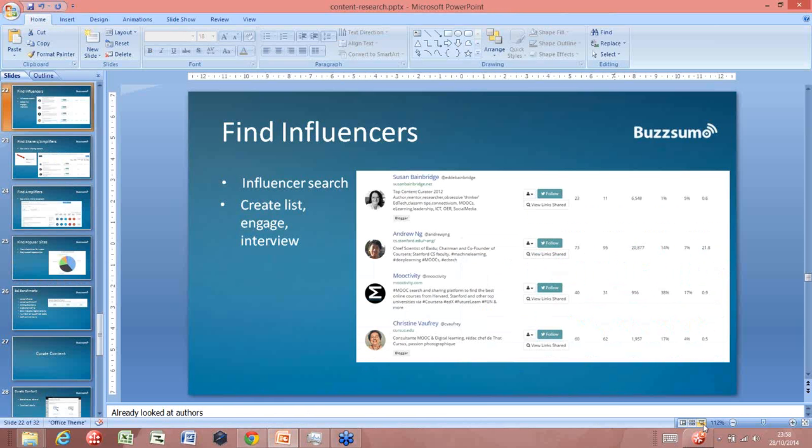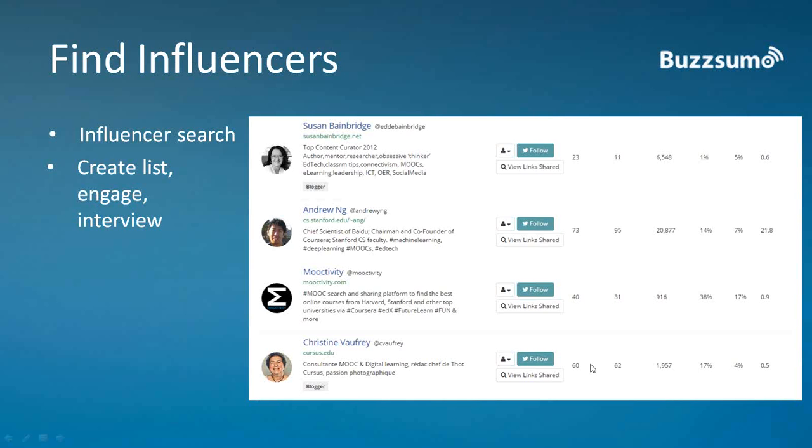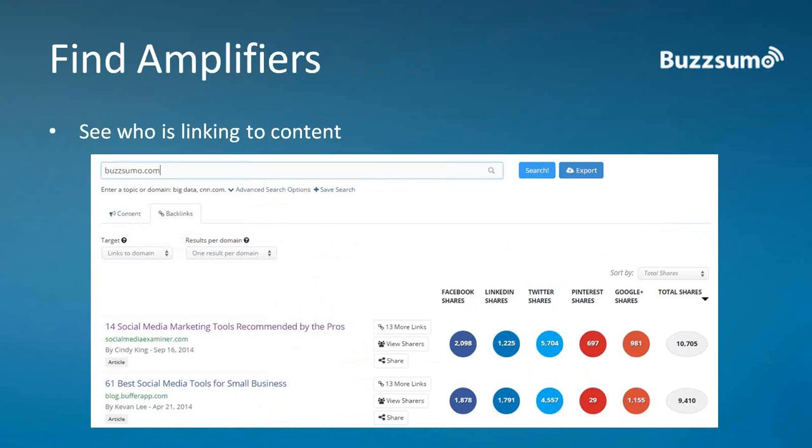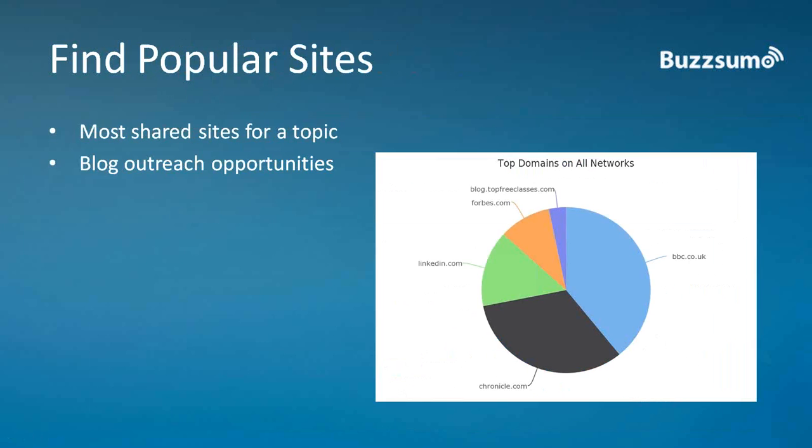Just quickly running through other parts. Finding influencers to amplify your content: use the influencer search, then you can create lists, engage, interview them, etc. You can find the people who shared content, who's amplifying it, but you will also be able to see now who's linking to content, so that may be another useful way of approaching sites in terms of outreach.